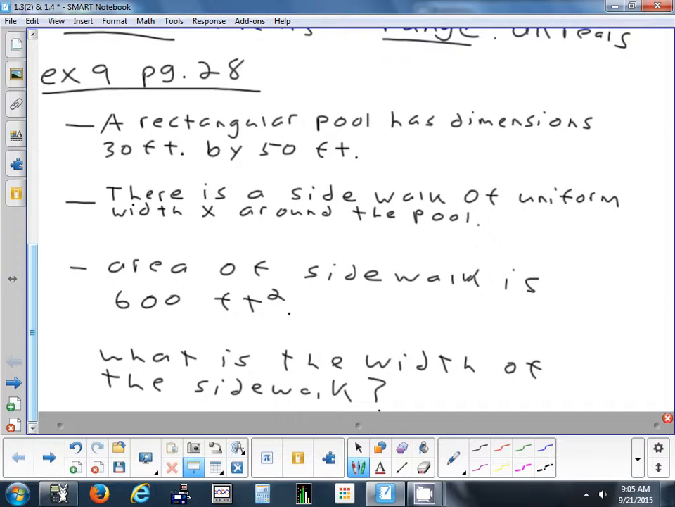All right, first thing I would do here is just draw a picture. Rather than writing all that out, it's kind of the key facts we need, but a picture is really going to help us. All right. So here are our important things. 30 by 50. Width of x. 600 square feet. Those are the only three things we really need to know.